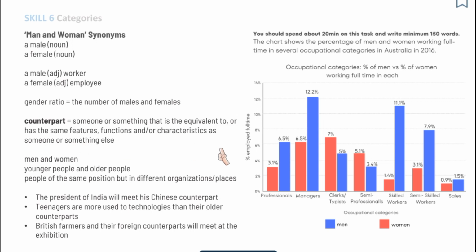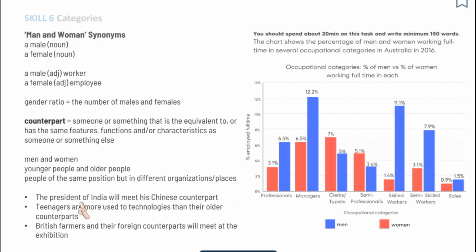In other words, for example, here we are talking employees, and we are talking male employees and female employees. So if I want to use the word counterpart, I can say male employees and their female counterparts. So if I don't want to say the word employees, I can replace it with the word counterparts. The examples of counterparts is obviously men and women, or younger people and older people, people of the same position but in different places can also be counterparts, like here.